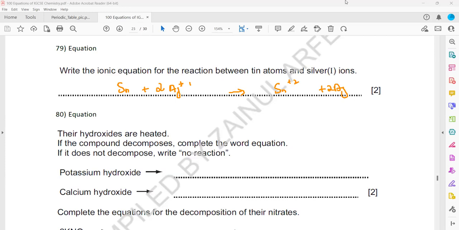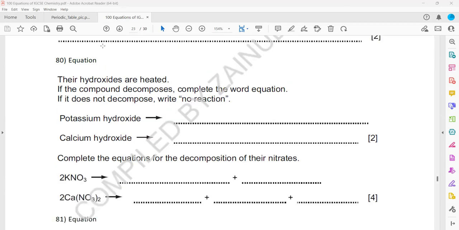The next question is about thermal decomposition. The hydroxides are heated. If the compound decomposes, complete the word equation. If it does not decompose, then write no reaction. If we heat potassium hydroxide, what will happen? No reaction, because potassium and sodium hydroxide are stable to heat and do not decompose. If we decompose calcium hydroxide, what is the product? A metal hydroxide on decomposition gives metal oxide plus water.